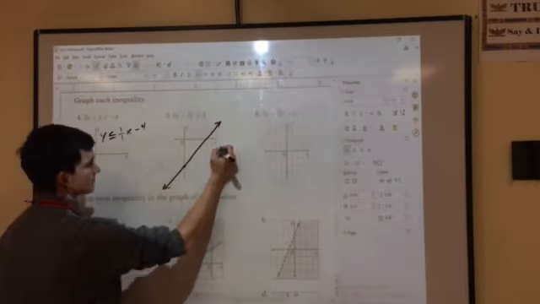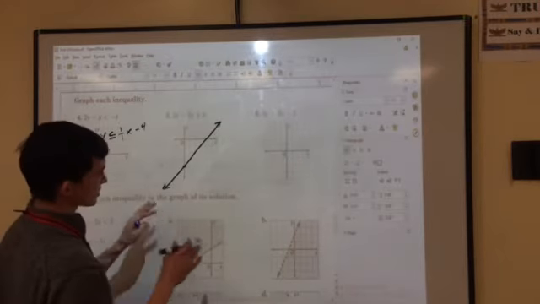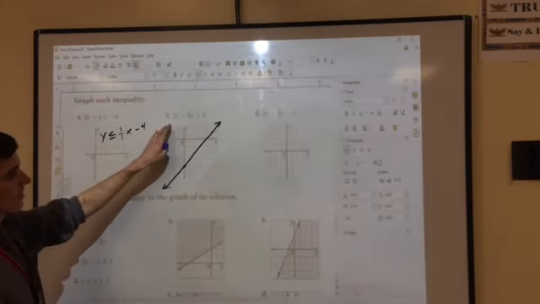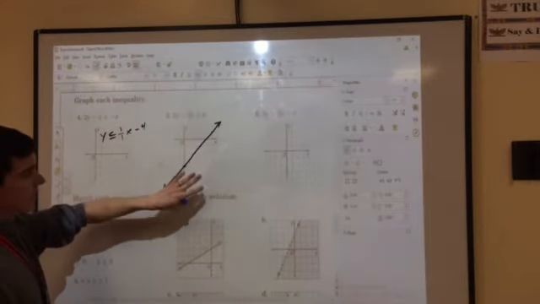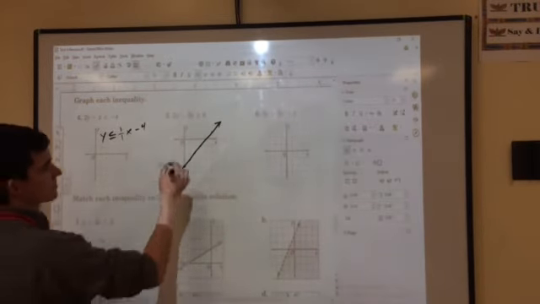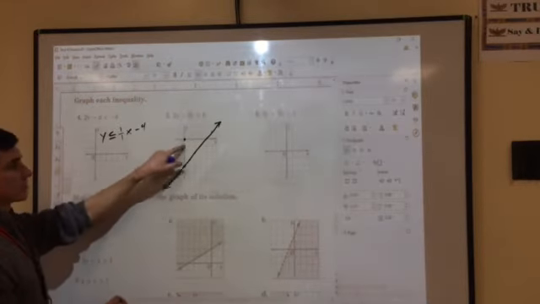Solid line. Okay, so we're not done yet. Now we need to shade. I talked about how to find out which side of this line you shade on: you pick any point, just not on the line. Any point would work. I like to use 0, 0 if I can. If 0, 0 is not on the line, I like to use that.